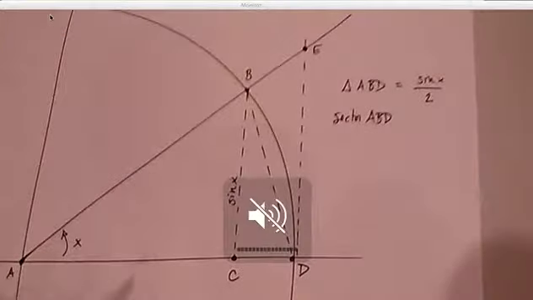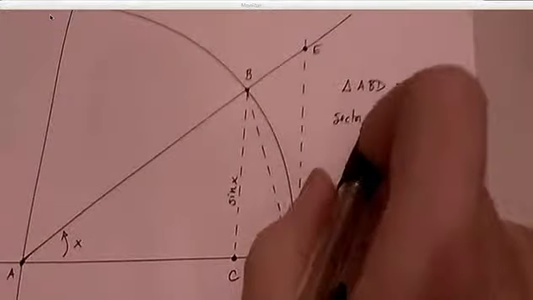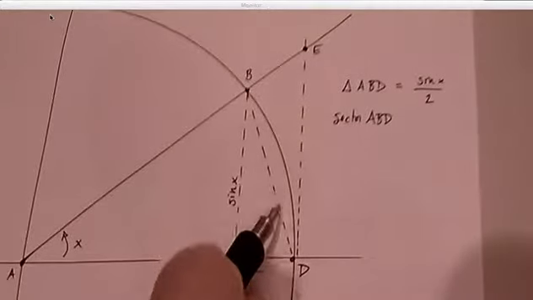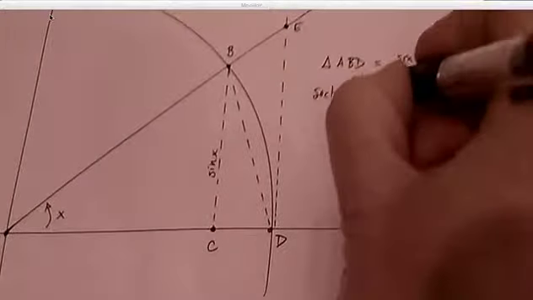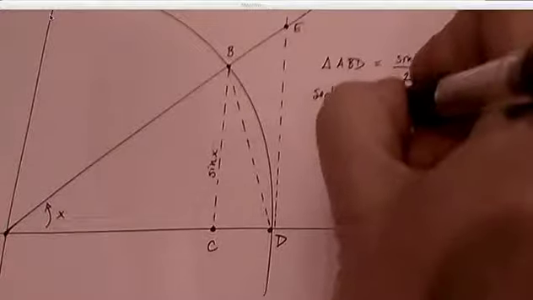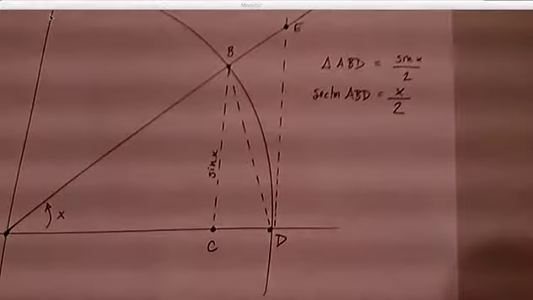Now, let's try and figure out the area of the sector ABD, because if I find out the area of the sector, I basically am going to be adding this little sliver right here to the area of the triangle, okay? Now the area of the sector is actually the angle measurement over 2, okay? As long as the angle measurement is in radians. Now, for those of you who are kind of like, how did you know that?